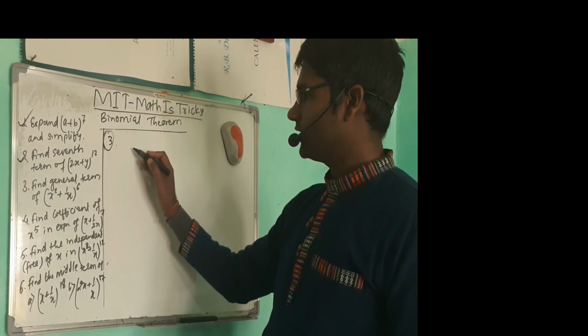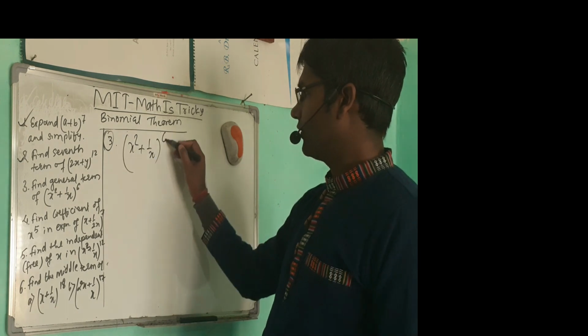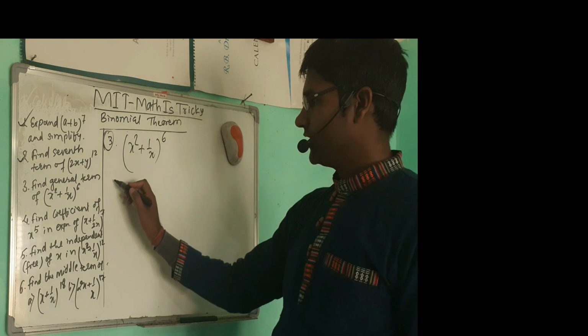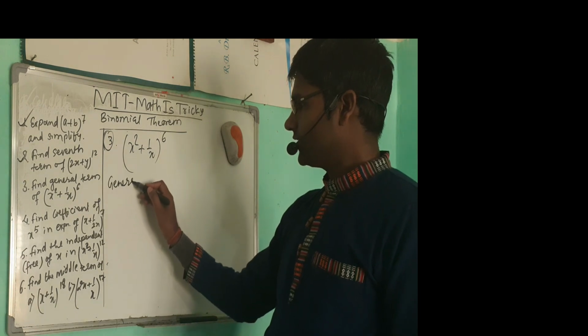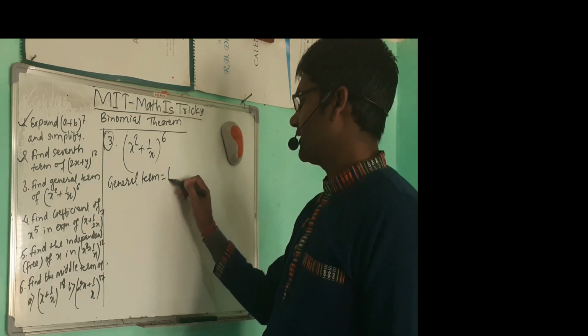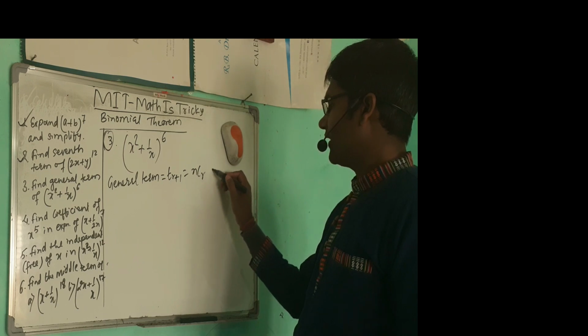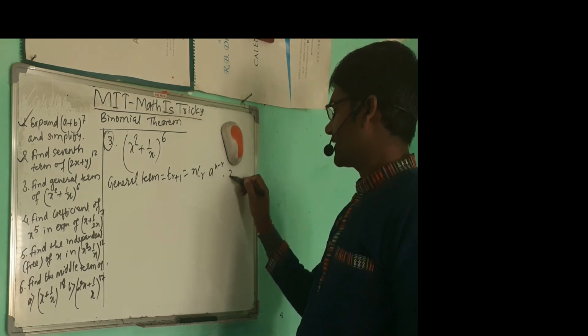Find the general term. So it's very simple: (x square plus 1 by x) whole power 6. So as I told you, the general term is simply T r plus 1, and the formula is nCr a power n minus r times x power r.